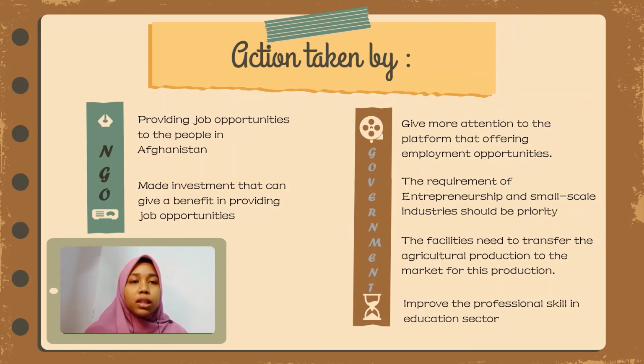So these two policies are very important, where the lack of these policies can lead to poor economic growth. So first, what the Afghan government needs to do is give more attention to the platforms that offer employment opportunities, such as the industrial development sector. It is because Afghanistan is having its biggest crisis, which is war, and they need more employees in this sector. So the Afghan government needs to increase the number of workers in industrial development.